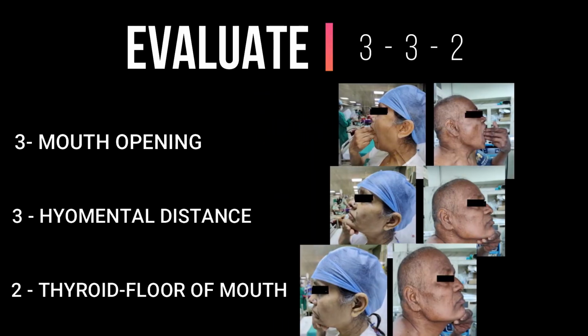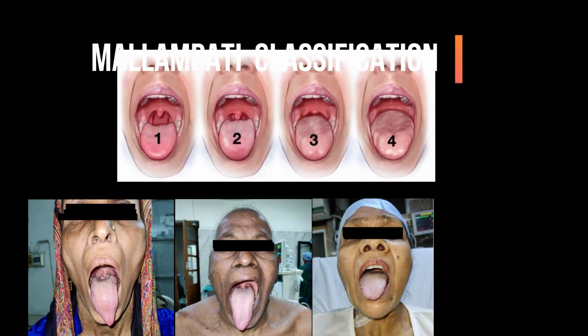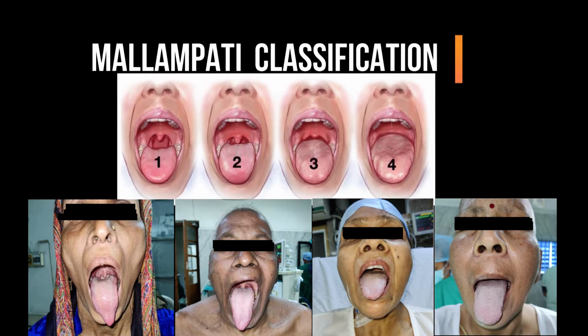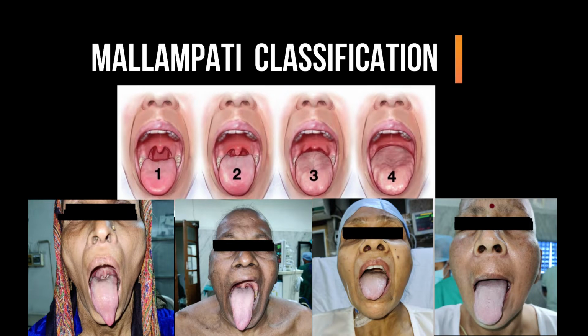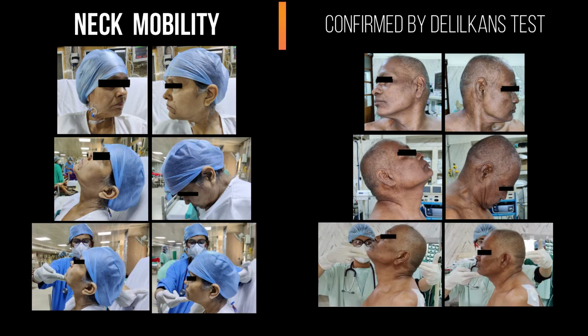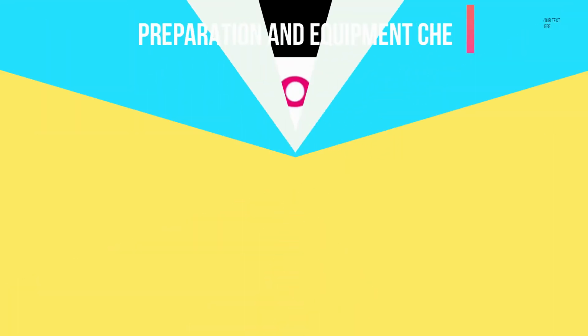Mallampati grading. In grade 1, faucial pillars, uvula, soft and hard palate are visible. Grade 2, uvula, soft and hard palate are visible. Grade 3, base of the uvula, soft and hard palate are visible. In grade 4, only hard palate is visible. Obstruction: look for any obstruction of the airway. Check for neck mobility in all 4 directions, which is further confirmed by the Delmas test for easy positioning. The second step is preparation and equipment check.